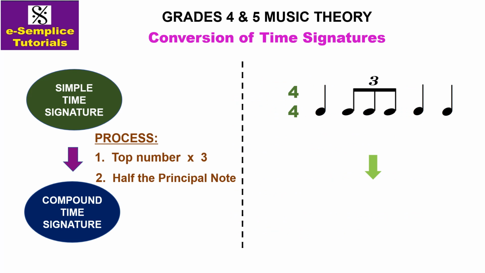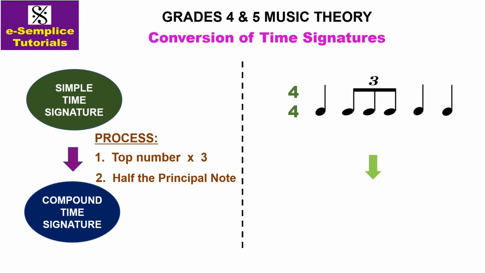We'll start by converting from simple time to compound time. And the process is this. The steps to take. 1. Multiply the top number by 3. 2. Halve the principal note.